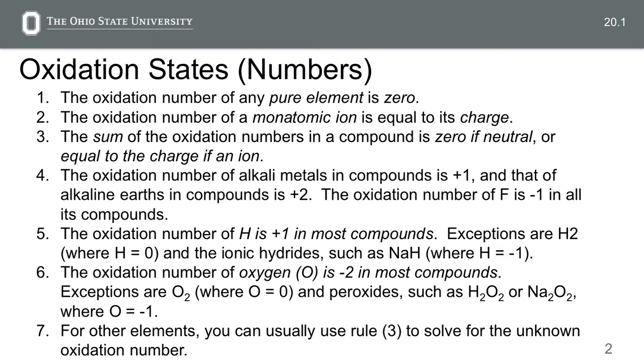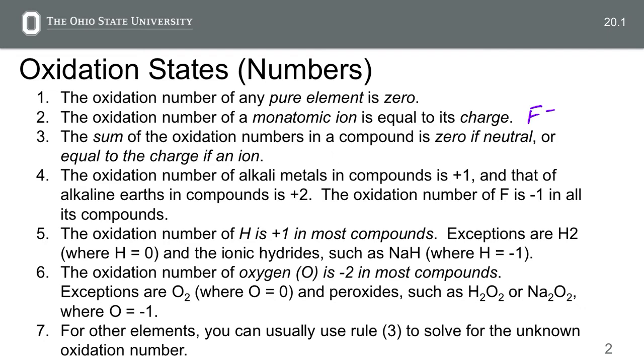I'm going to do some examples. So assigning oxidation states or oxidation numbers, I think with practice becomes easier. So the best thing you can do in learning how to assign oxidation numbers is practice. So a number of things here. If you have a pure element, the oxidation number is 0. If we have a monatomic ion, the oxidation number is equal to its charge.